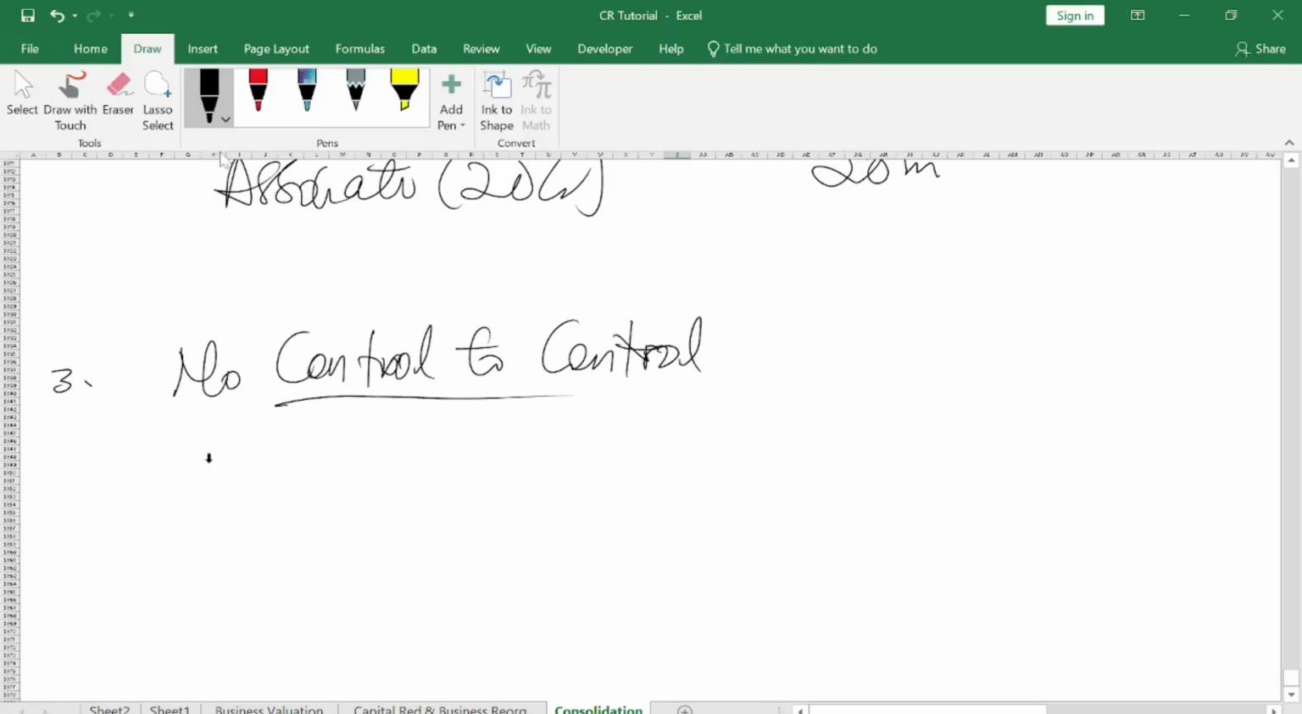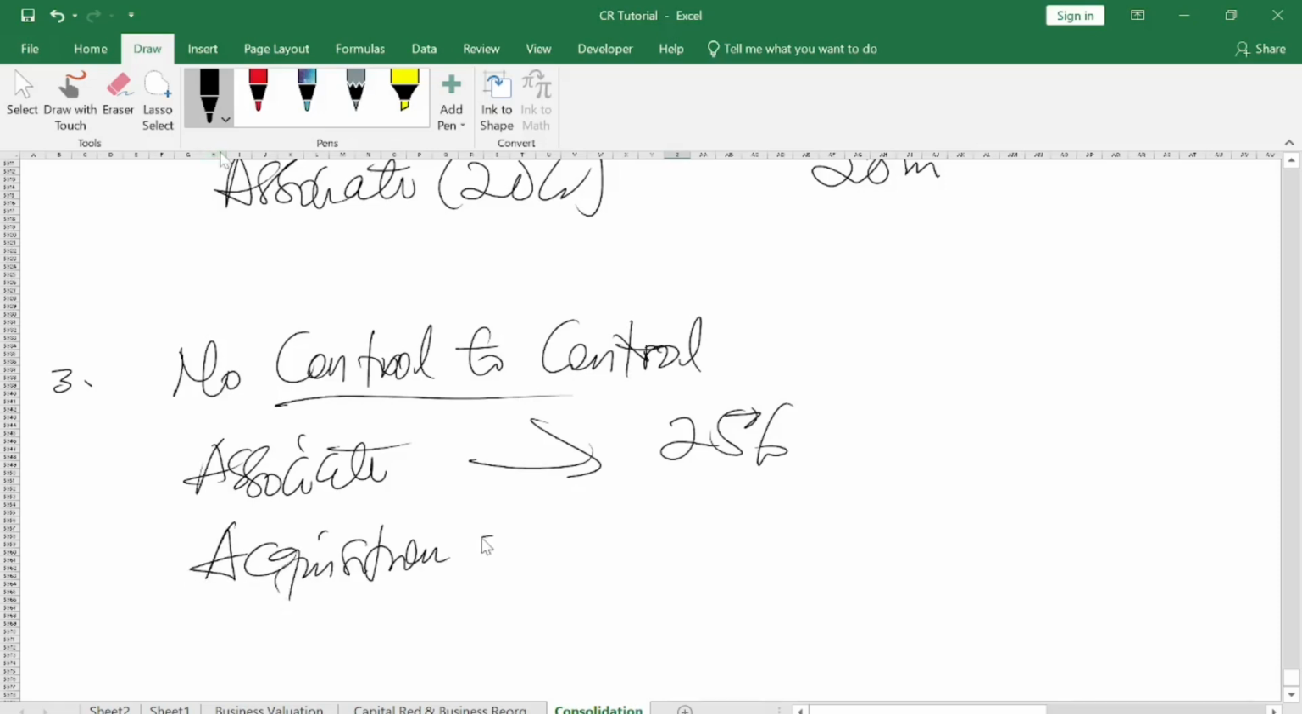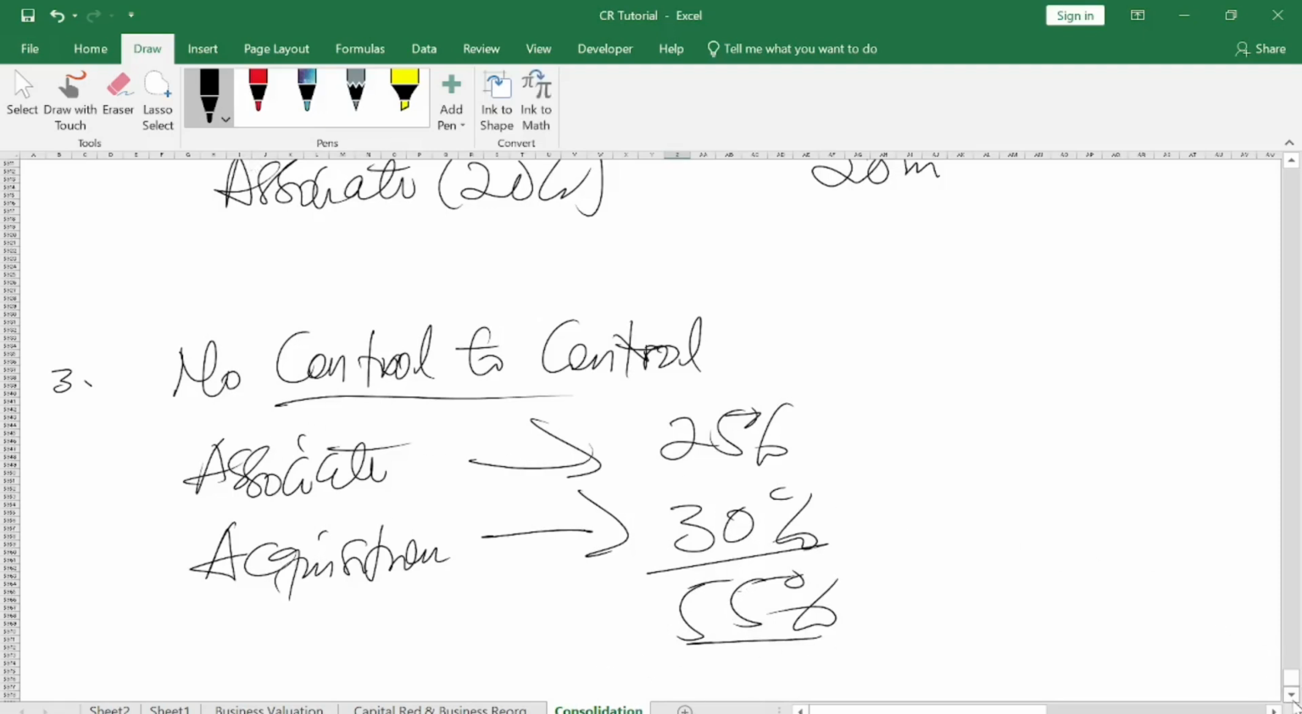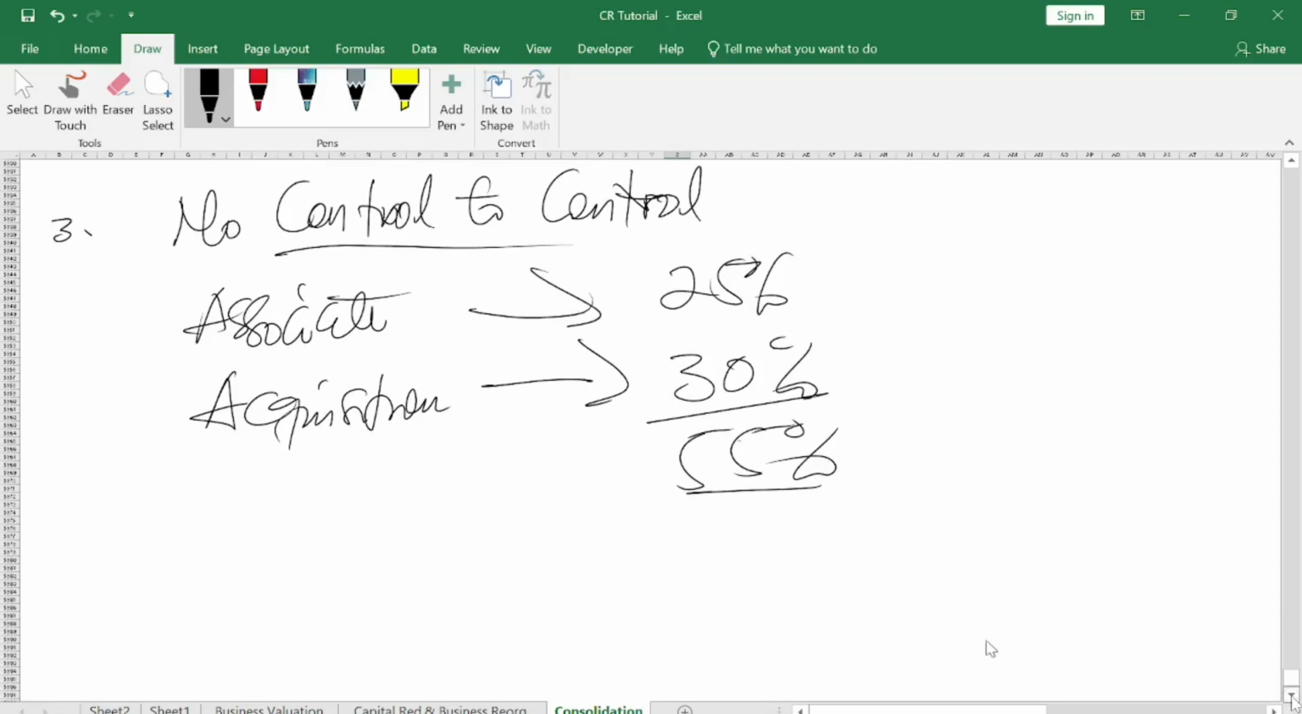Here, the company is already an associate. Maybe it is holding 25% shares in that company, right? So they decided to acquire more, so maybe they acquired 30%. You understand? So when you add it, it gives you how much? 55%, right? So here now the company can control. This is what you call no control to control. Do you understand? Yes, sir.